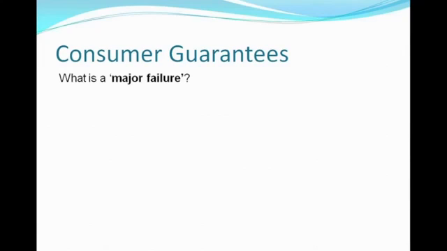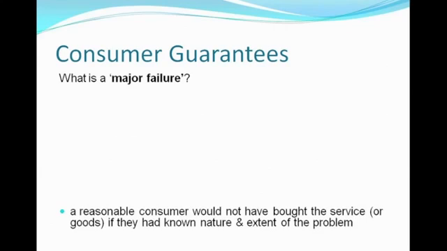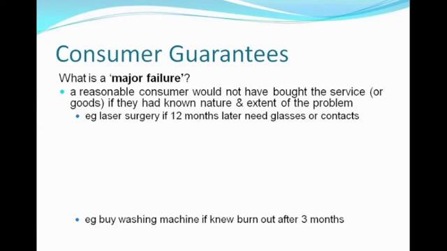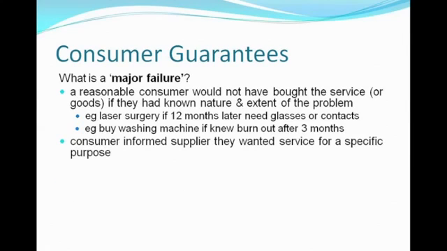So we covered the issue of whether it's a major or a minor failure of the guarantee. But what is a major failure? Because that's the next question. You're entitled to certain remedies depending on whether it's a major or a minor failure, big or small. Well, a major failure is defined under the Act, under the schedule. A major failure is defined as one where a reasonable consumer would not have bought the service or the goods if they'd known the nature and extent of the problem.